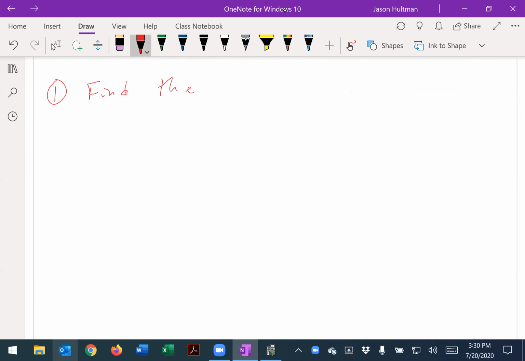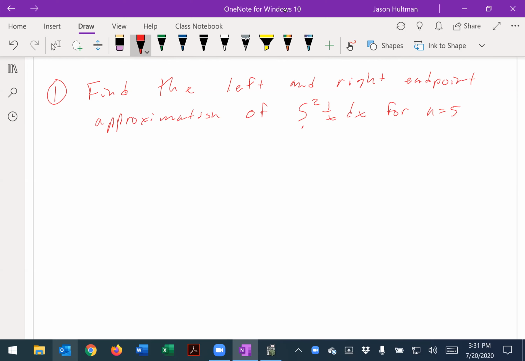Okay, find the left and right endpoint approximation of the integral from 1 to 2 of 1 over x dx for n equals 5. For n equals 5, we're going to have five partitions here. Okay, so we want to go from 1 to 2 for 1 over x.